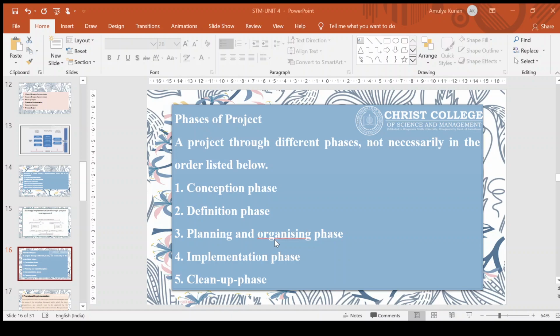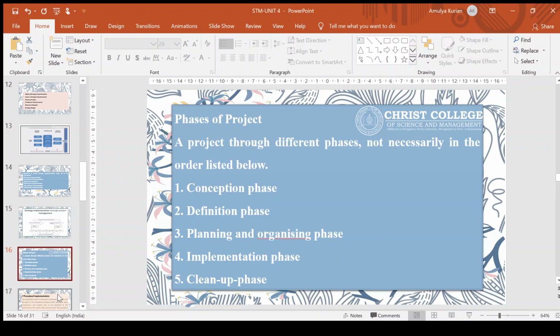And the last phase is the cleanup phase, the final phase in project implementation. This basically deals with disbanding the project infrastructure and handing over the plant to the operating personnel. Once everything is implemented, you will be starting executing the project, that is called the cleanup phase. So basically the 5 different phases are conception, definition, planning and organization, implementation, and cleanup phase. The cleanup phase is when the project will be made viable for the operating personnel to work upon. Okay, so these are the different phases of a project.